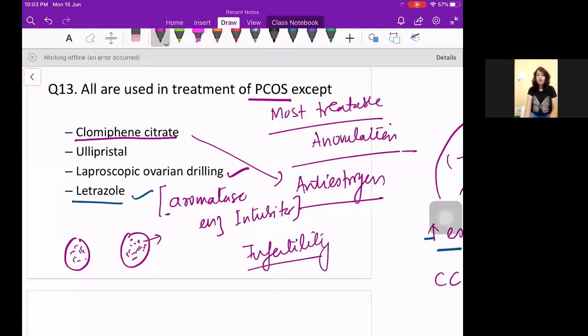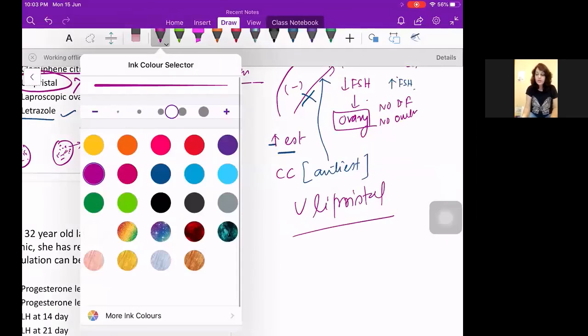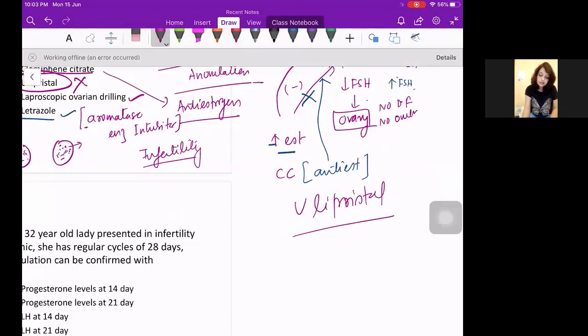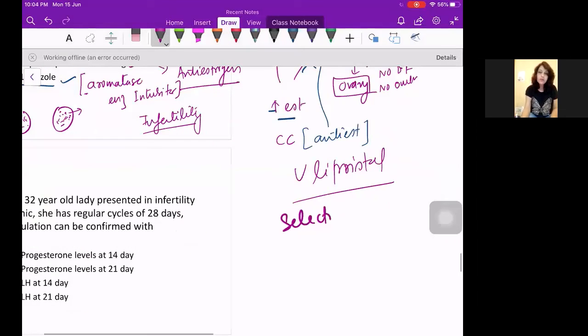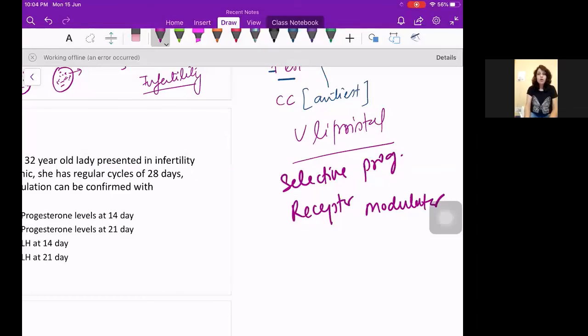ulipristal has got no role in PCOD patients. What is ulipristal? Ulipristal is a selective progesterone receptor modulator. It is a selective progesterone receptor modulator.